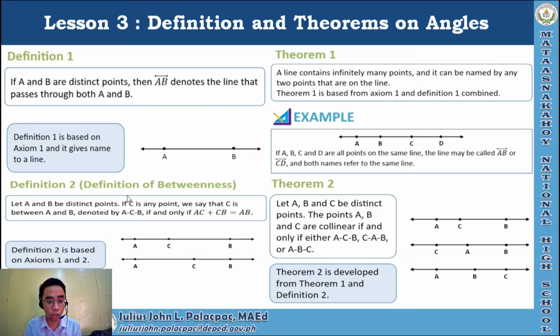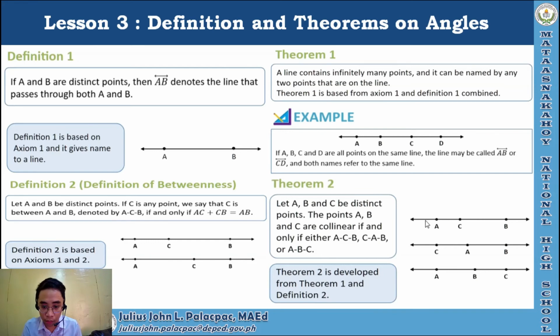Definition 2. Definition of betweenness. Let A and B be distinct points. If C is any point, we say that C is between A and B, denoted by A minus C minus B, if and only if AC plus CB is equal to AB. So ito yung ating definition 2, which is based on Axiom 1 at Axiom 2. So we have C as the midpoint, di ba?